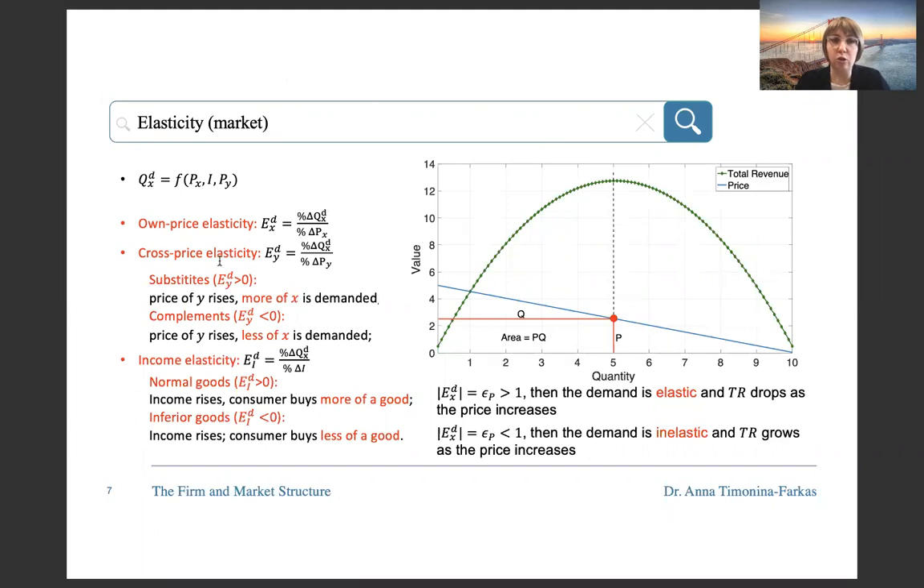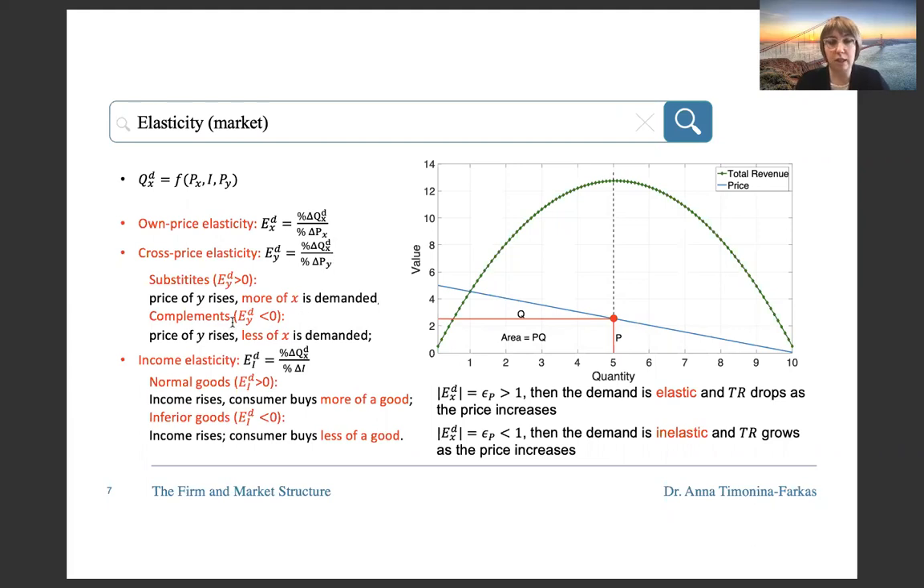Similarly, we can talk about cross-price elasticity, which tells us about the percentage change of the quantity purchased for the product X dependent on the percentage change of the price for the product Y. Here we can distinguish between substitutes and complements. If the elasticity is positive, meaning that one would buy more of good X if the price of good Y increases, we are talking about substitutes, the products which can be substituted. For example, Pepsi, Coca-Cola, one would try to buy more Pepsi if the price of Coca-Cola rises, and so on.